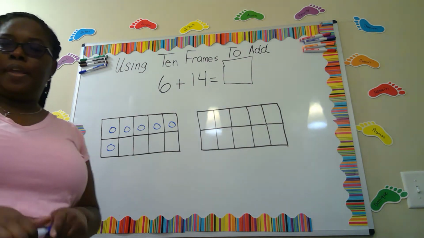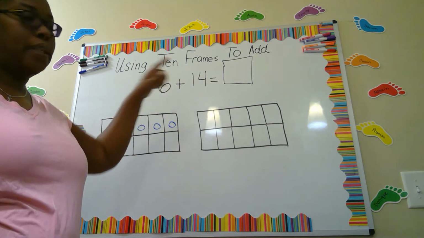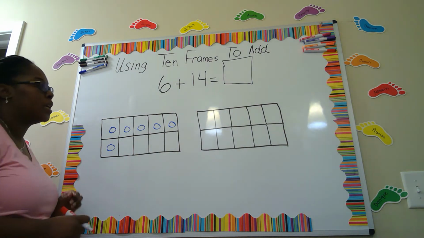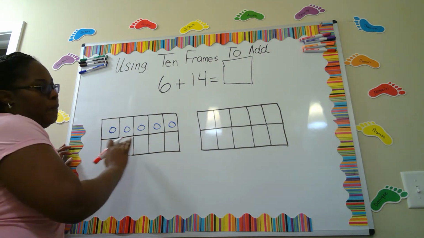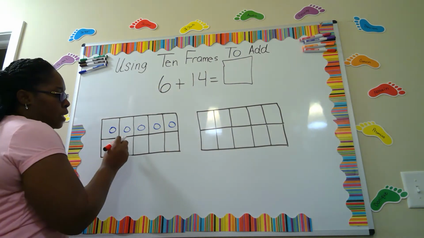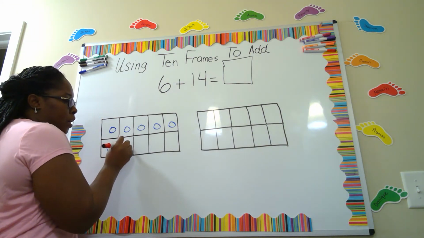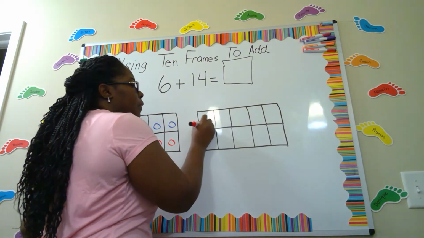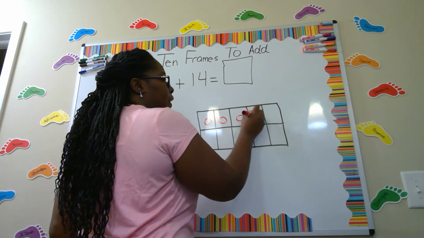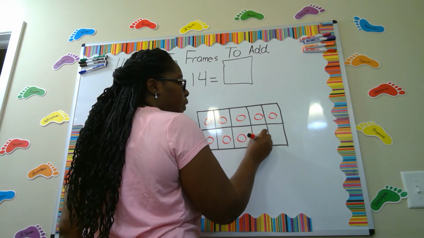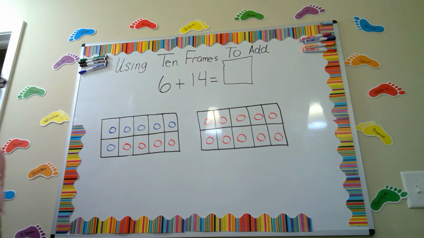Okay. Then we're going to model how to do 14. Pick up a different color crayon. Remember, when you're using crayons, guys, don't use yellow or white so we can see it, okay? And I'm going to finish out this row of my tens frame and then continue on. So I want the number 14 represented. So I'm going to start out with the number 1 with a different color crayon. 1, 2, 3, 4, 5, 6, 7, 8, 9, 10, 11, 12, 13, 14. Okay? So we should have the same thing filled out.